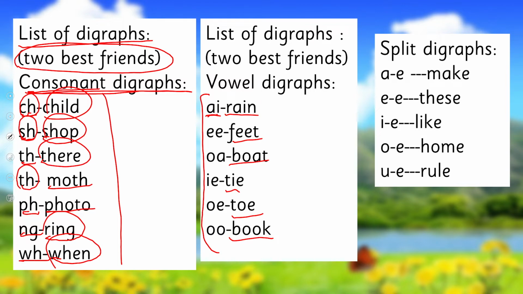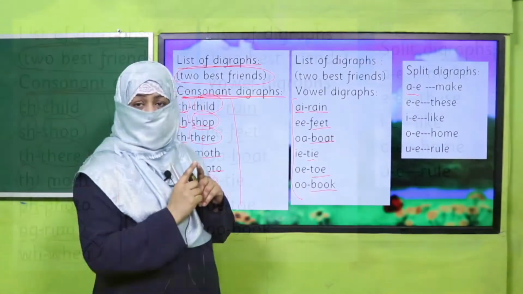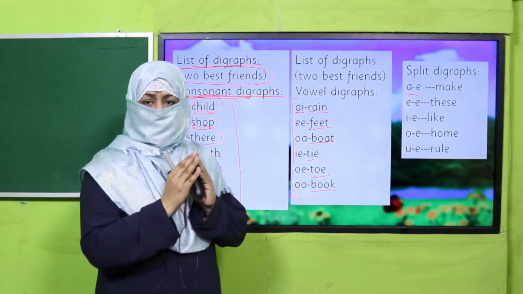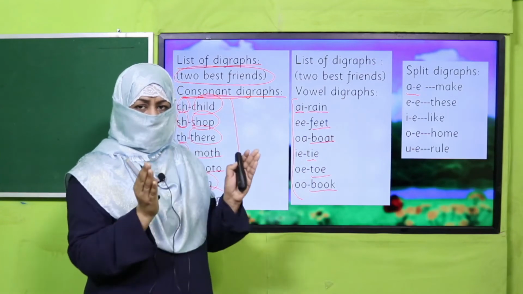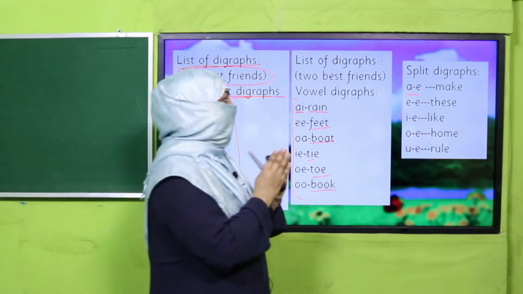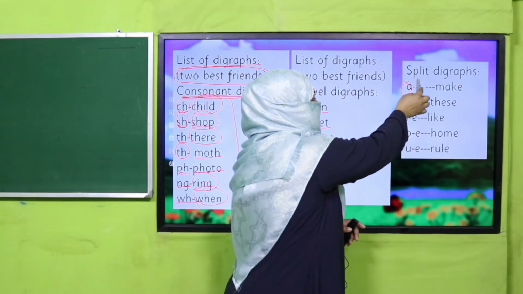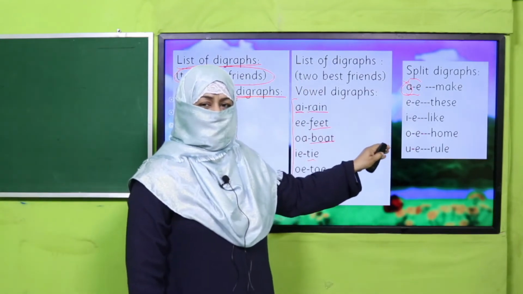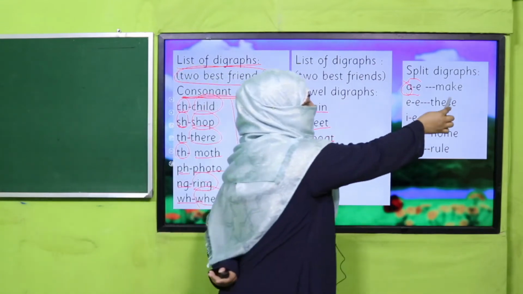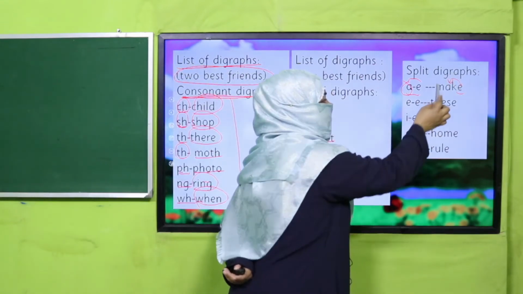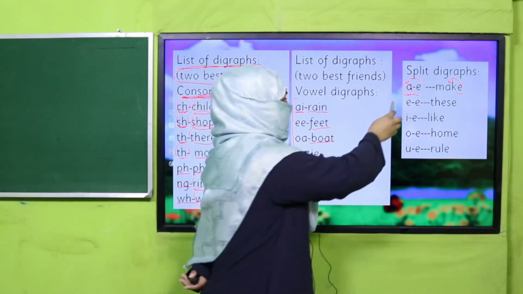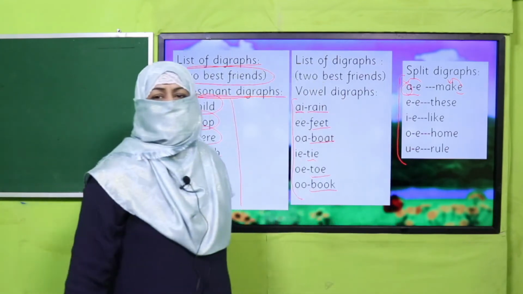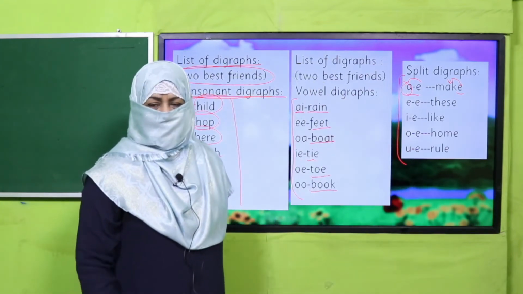This one is known as split digraph. What happens? There are two vowels, but there is one consonant in between. Still they work like a team. They are not separate. They work like a team, and the first one gives its long vowel sound, and this rule is also known as bossy E rule. Remember? So this E makes this A give its long sound, as in make. So this is known as split digraph rule, right?